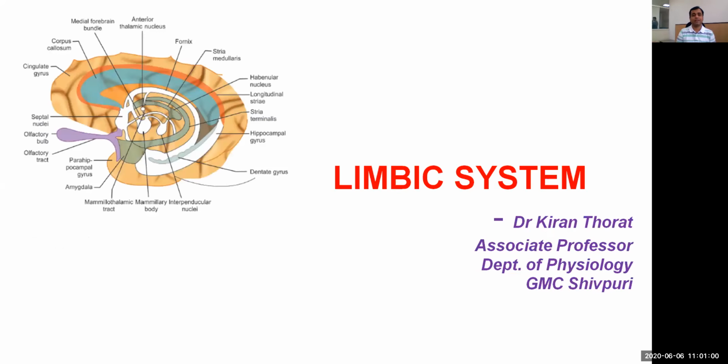In our next class, we will be talking about various functions depending on the various parts of the limbic system, then various connections of the limbic system, and various neurotransmitter systems that are located within the limbic part of the brain. And depending on all this, what all functions are brought about, or for what all functions the limbic system is responsible, will be discussed in the very next class.